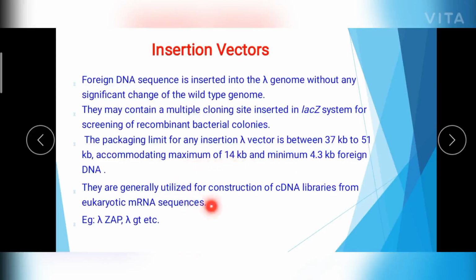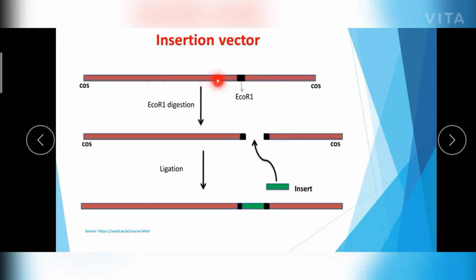inside the insertional vectors. So these vectors are generally used for the construction of cDNA libraries and also for cloning the mRNA sequences. The examples are lambda ZAP and lambda GT vectors. So it is what is seen in this diagram. It has a single restriction site which is present in the marker gene, the LacZ marker gene. So once you cut that site, you insert our foreign DNA in this particular insertion vector.